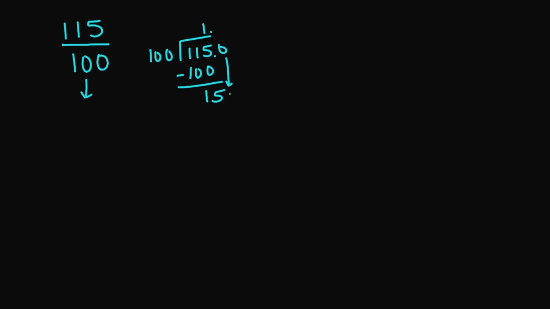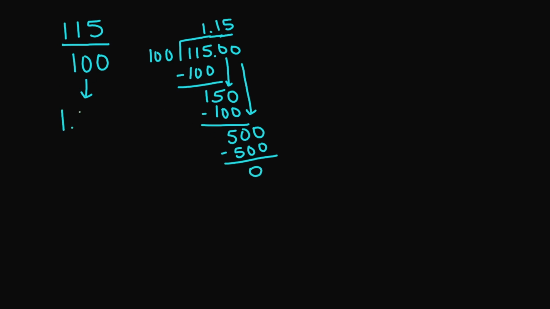However, 100 goes into 150 now one time. 100 times 1 is 100. 150 minus 100 is 50. 100 does not go into 50. However, 100 does go into 500 5 times. So 100 times 5 is 500. 500 minus 500 is 0. So as a decimal, you have 1.15.